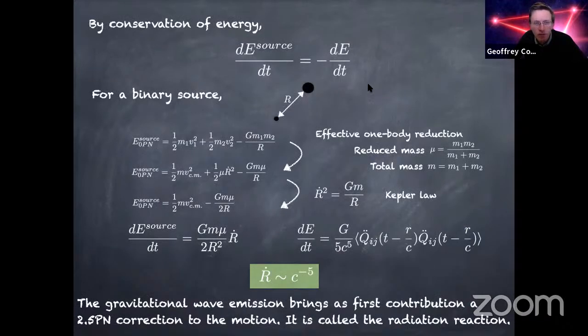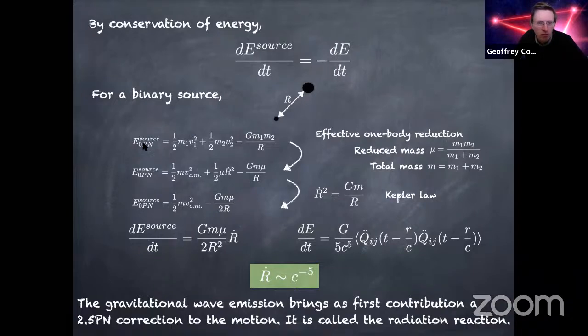I told you that conservation of energy was very important here, because there is a radiation reaction to the source due to the emission of gravitational waves. So let's look at that. We have a conservation of energy: the energy of the source is minus the energy radiated.